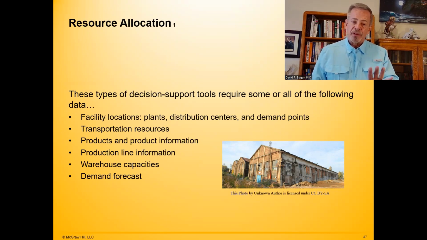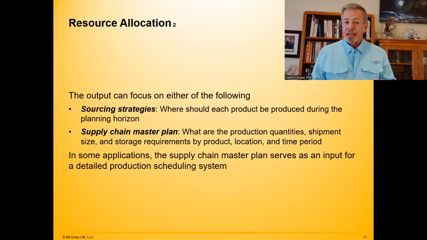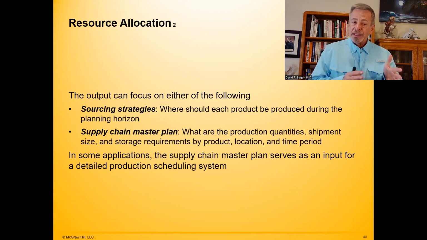Product and product information, production line information, all of this, by the time you're all done, toss it into your demand forecast and see what you're doing with it. Sourcing strategies: where should each product be produced during the planning horizon? Are your raw materials there? Your supply chain master plan: what are the quantities, shipments, size, storage required? You have it by product, location, time period.